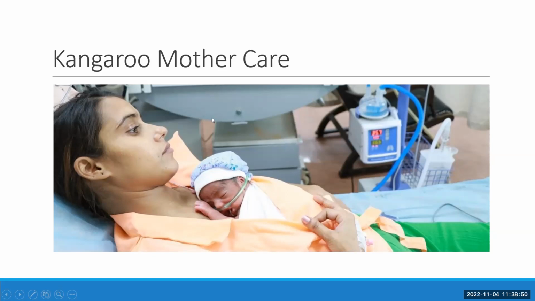So you should know for the exam, basically, what is the purpose of this? It's to improve health outcomes for preterm babies and is very cost effective.